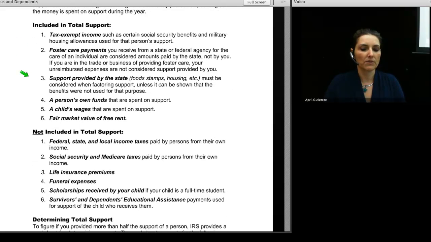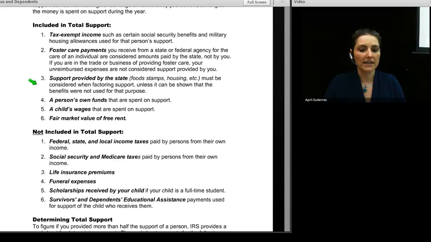Included in total support: tax-exempt income such as certain Social Security benefits and military housing allowance used for that person's support. Foster care payments you receive from a state or federal agency for the care of an individual are considered to be amounts paid by the state and not by you. That is the case for a qualifying relative, but for a qualifying child, they don't factor into support at all.